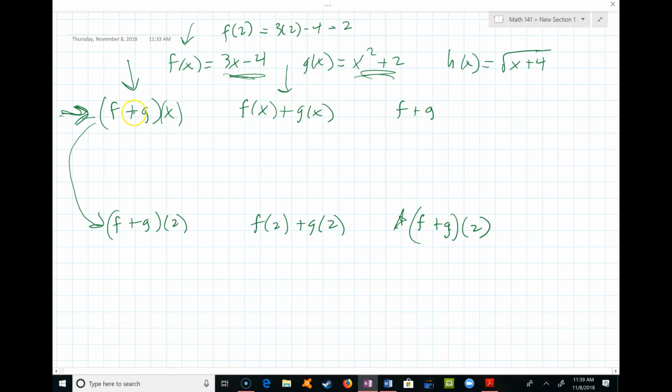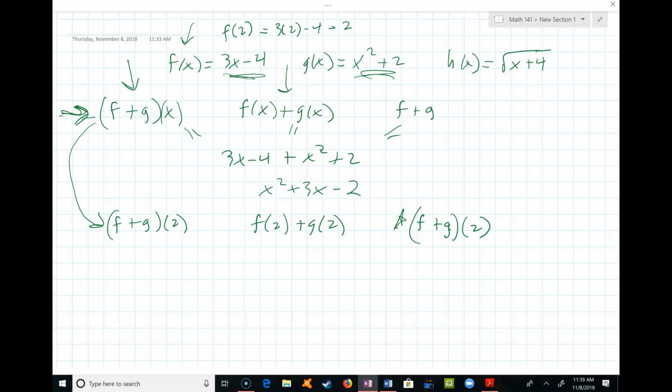So all of these on the top would end up being 3x minus 4 plus x squared plus 2. That's what all of these are equal to. And of course, I would simplify that, and I would get x squared plus 3x minus 2, because the negative 4 and the 2 are like terms I can add them together.